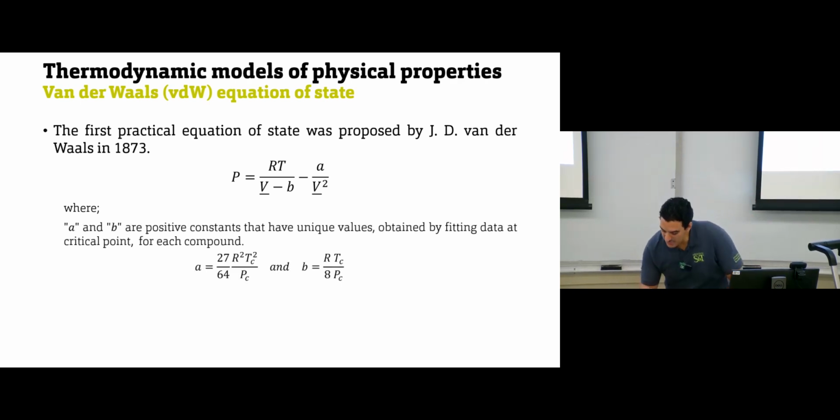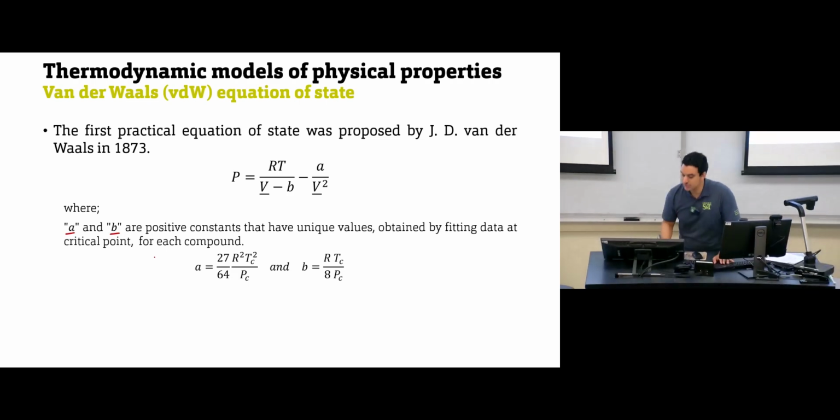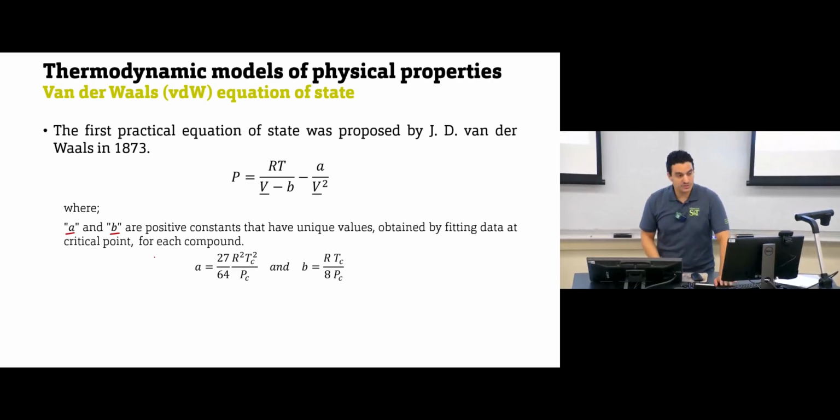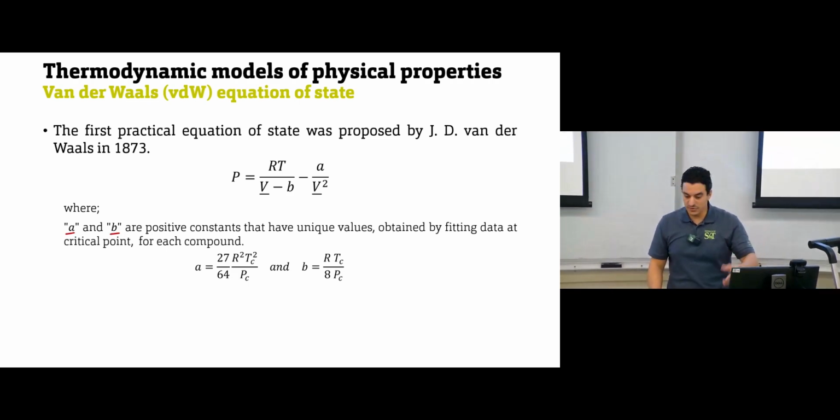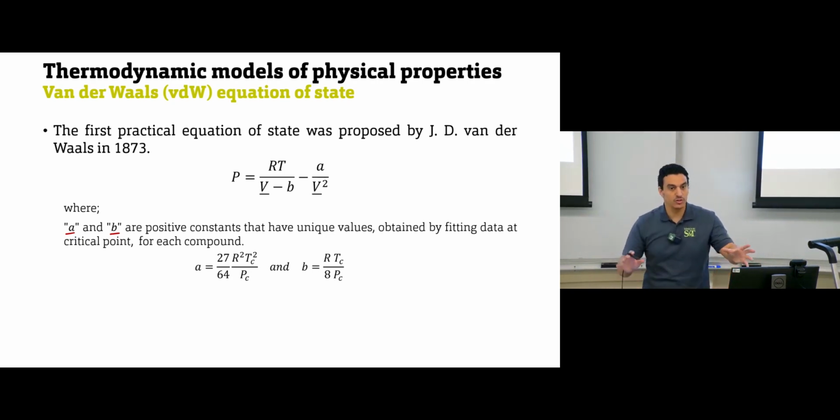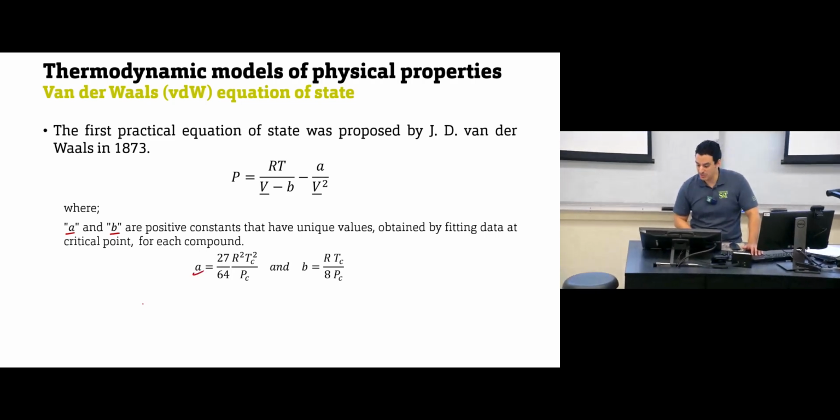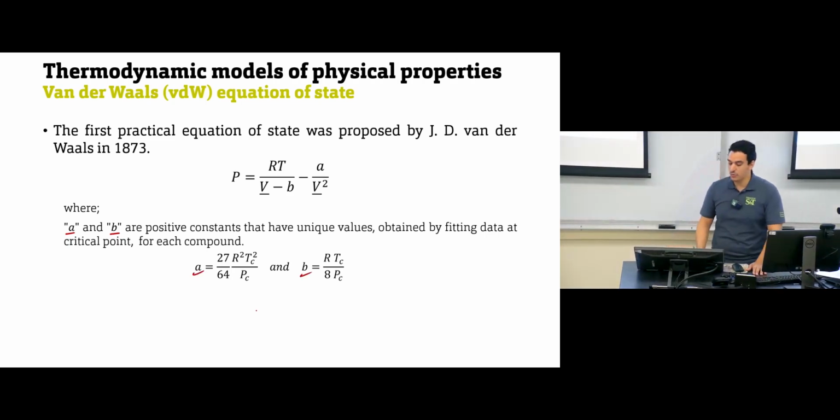What are these parameters? As we said, A and B are positive constants. These positive constants represent molecular volume and interaction between the molecules. We have an equation to calculate each one of them. Again, there is no need to memorize this equation. All of this will be given. You can calculate A from this equation. You can calculate B from this equation.